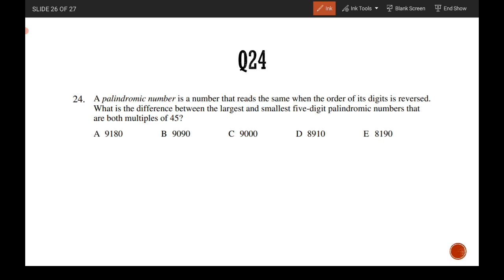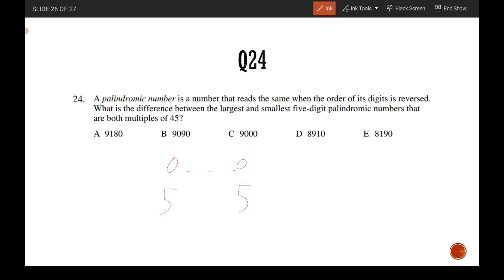So first note that any multiple of 45 is going to end in either 0 or 5. But we couldn't have 0 at the ends, because then it wouldn't be a 5-digit number. Therefore, both numbers must start and end in 5.